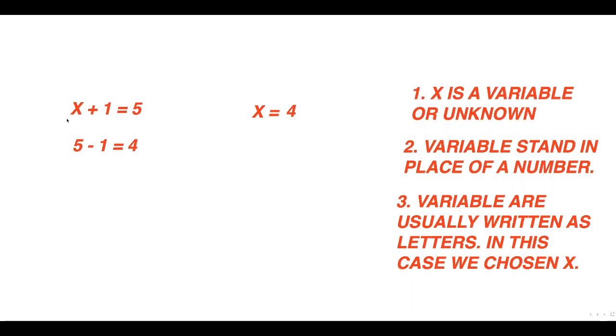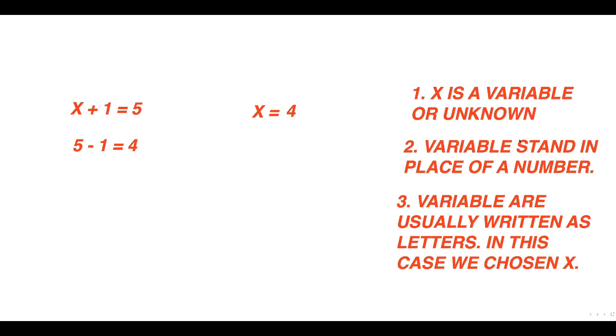So to do that, what we will be doing, so we've got x plus 1 equals 5, so we are going to do the opposite. So we do 5 minus 1, which will give us a 4, so that means x equals 4. So if we try that, 4 plus 1, that will give us 5.